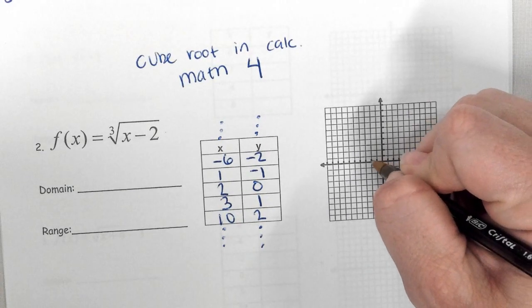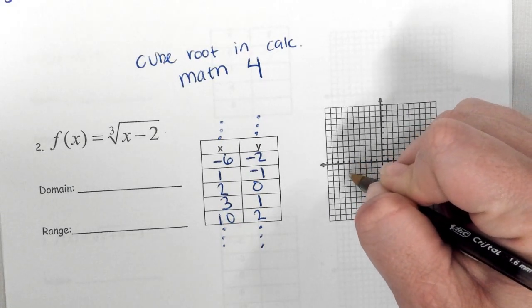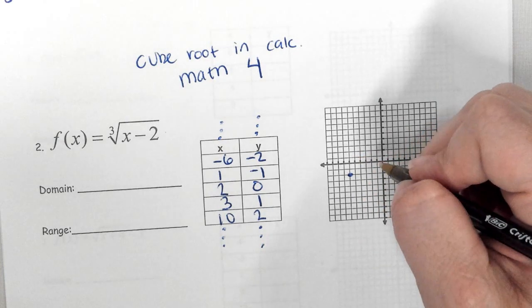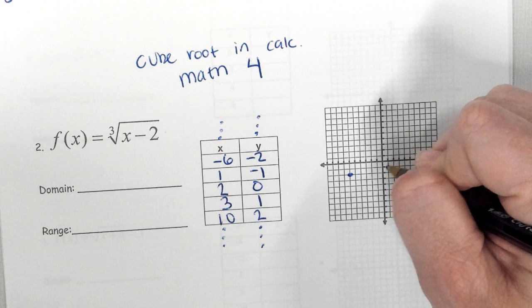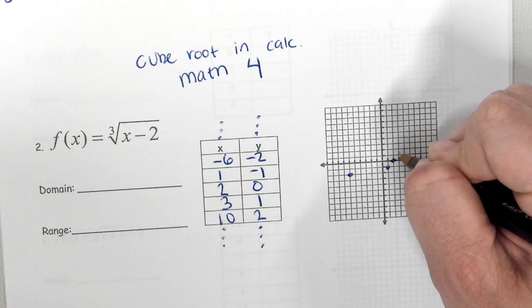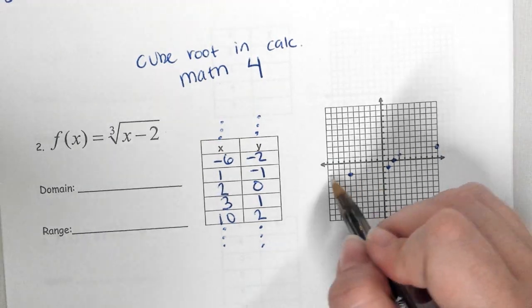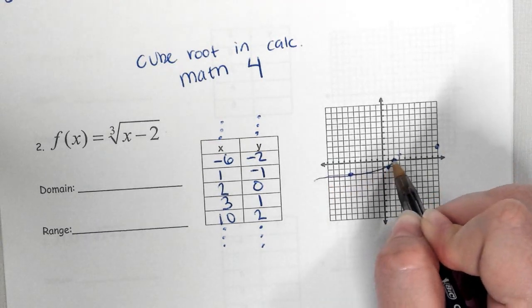So -6, 1, 2, 3, 4, 5, 6, down 2. Y is still your height. 1, -1, 2, 0, 3, 1, and then 10, 2. And it looks like a swerve in the road. Like that's what I think of as a road that swerves.